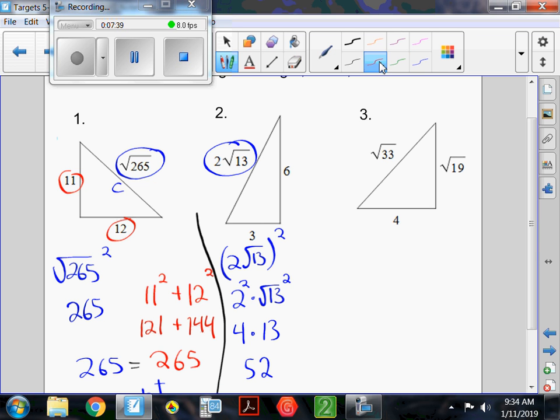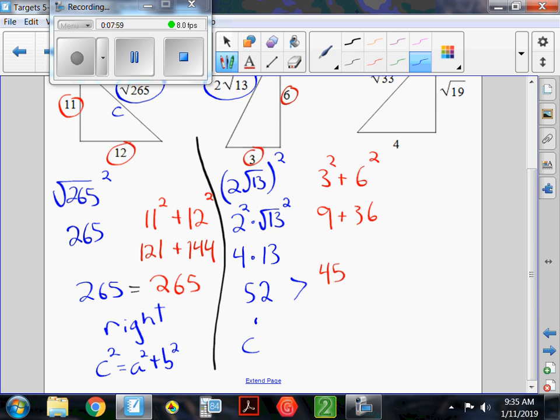If I look at the other two sides squared, a squared plus b squared is going to be 3 squared plus 6 squared. 3 squared is 9. 6 squared is 36. 9 plus 36 is 45. 52 is greater than 45. So because c squared is greater than a squared plus b squared, I think of that as the angle across from the c is greater than a 90-degree angle. And so that makes it an obtuse triangle.